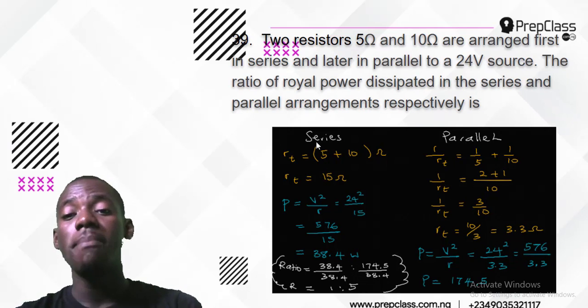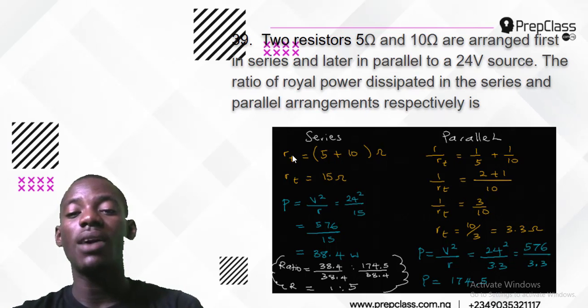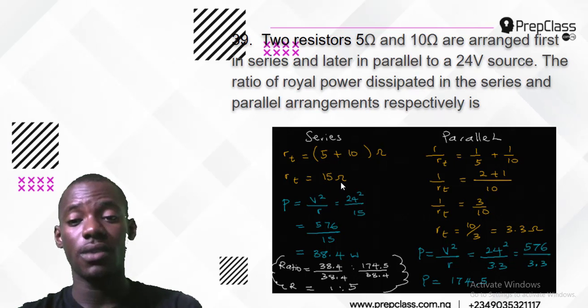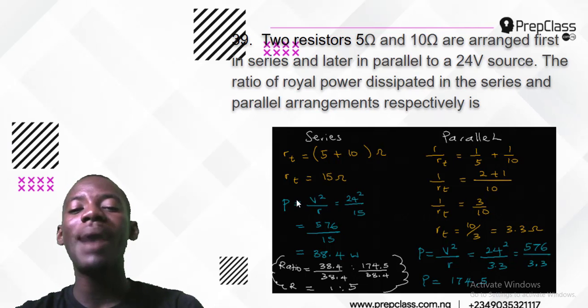For series first, mix the resistances, and that will give me 5 plus 10, and that will give me 15 ohms, right? Now, don't forget that power is voltage squared divided by resistance. My voltage in the question is the same, that's 24 volts squared divided by the total resistance in series, which is 15 ohms, and that will give me 576 divided by 15, and that will give me 38.4 watts. That is the power in series.